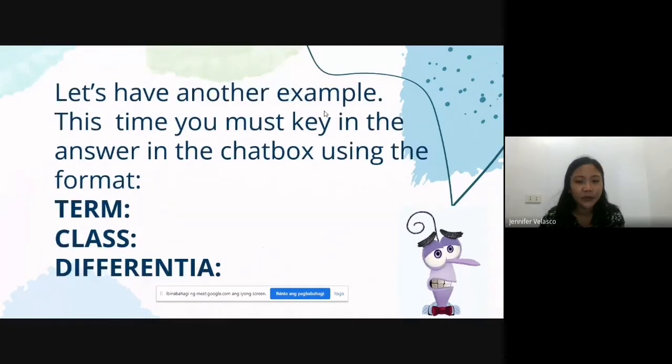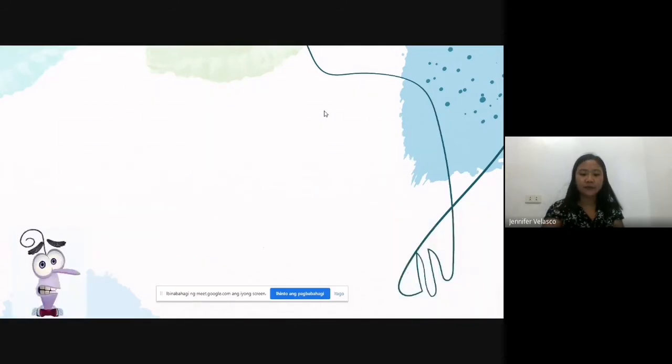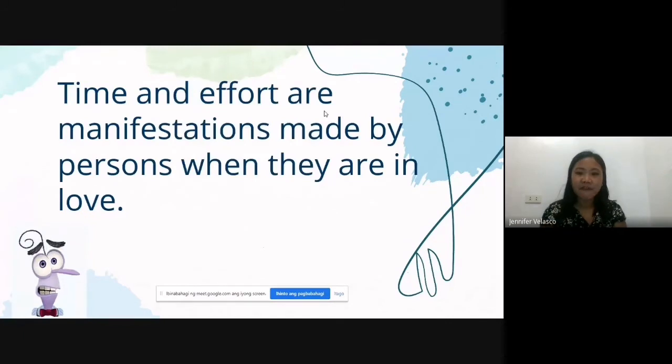For the next example, you need to raise your hand or turn on your microphones and tell me what is the term, the class, and differentia. Am I clear? Or you can write it in the chat box, but it's easier if you will just recite. Let's have this sentence too. Time and effort are manifestations made by persons when they are in love.